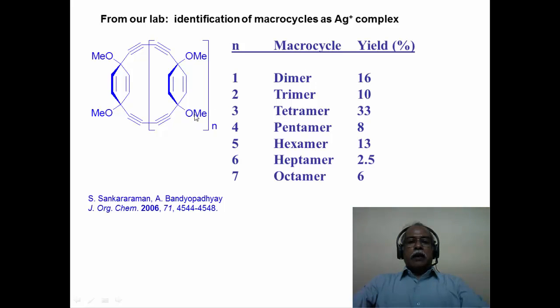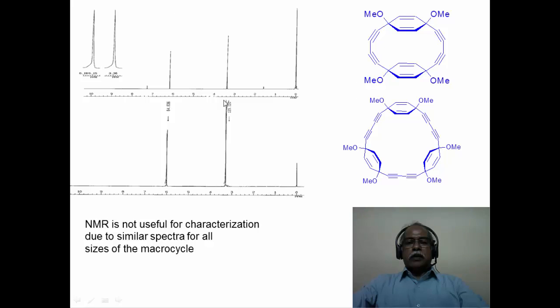Some time back we made a lot of macrocycles of this type. Depending upon the value of n, you can have a dimer, trimer, all the way up to the octamer, and these are the yields of this system. One of the problems with the characterization of this class of compounds is that proton NMR spectrum is essentially useless because of the highly symmetrical nature of these molecules. The cyclohexadiene protons give only one single line in the proton NMR spectrum, and the methoxy also gives one single line.